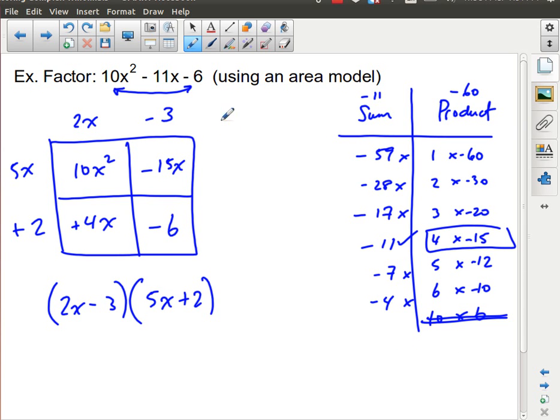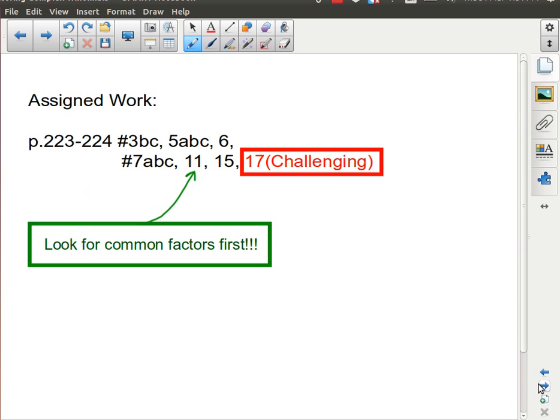Okay, so that is how we factor complex trinomials. Here is the assigned work, and that's it for this lesson.